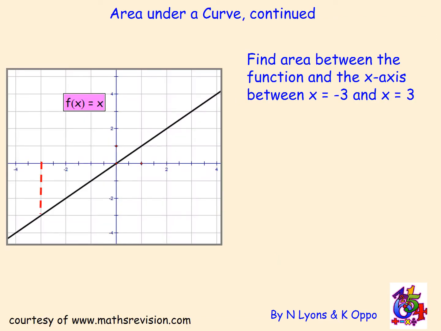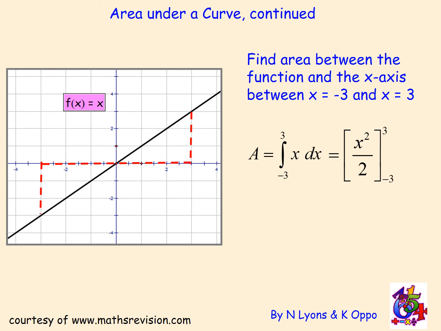So what happens now? I've got an area under a curve. Find the area between the function and the x-axis between x is -3, as shown, and x is 3. So now part of the curve is below the x-axis and part of the curve is above the x-axis. Again, it's just the easy straight line, f of x equals x. So area equals the integral from -3 to 3 of x dx.